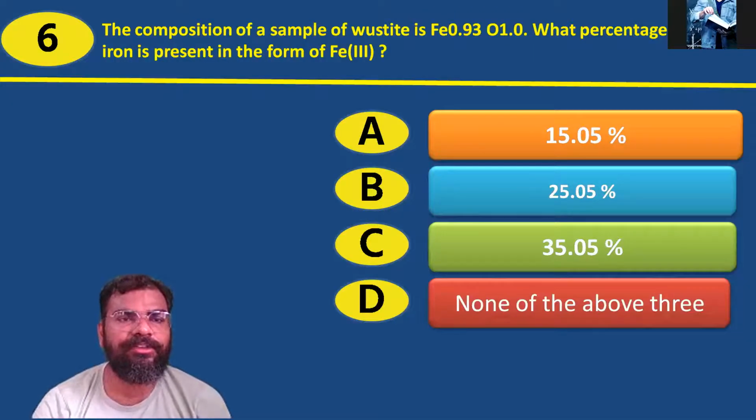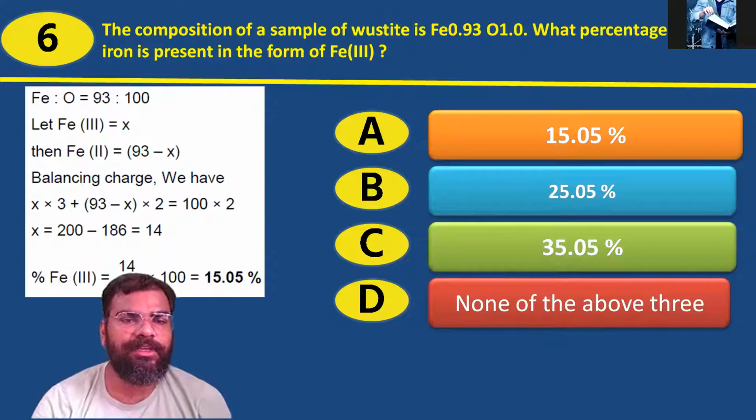Then question number 6. The composition of a sample of wustite is Fe 0.93 O 1.0. Then what percentage of iron is present in the form of Fe3+ ion? Options: 15.05 percentage, 25.05 percentage, 35.05 percentage, or none of the above three. Four options they have given.